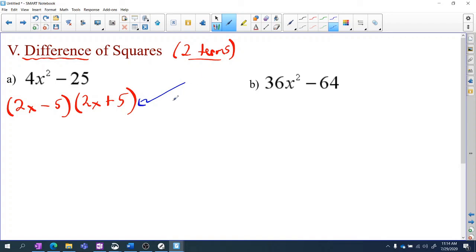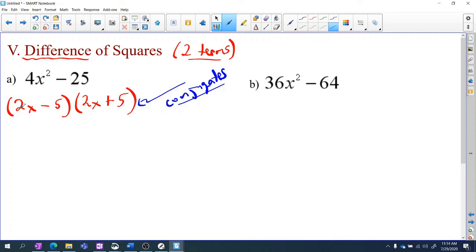Now there's a fancy name that maybe you've heard. If you haven't, you should be aware of it. They're called conjugates. We'll use that term a few other times throughout this course. Conjugates are binomials that are identical with the one exception of the sign between them is opposite. 2x plus 5 and 2x minus 5 are considered conjugates.